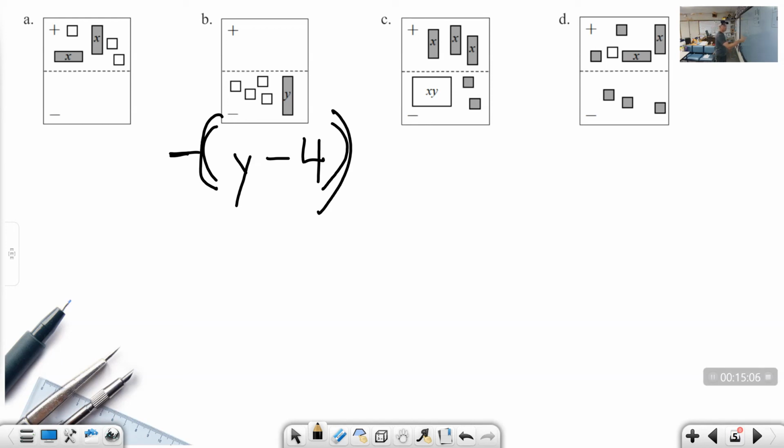Negative region, negative tiles. I want you to finish off with C and D. This is going to conclude our lesson on what makes minus. What is minus? 2 ways. Negative tiles, negative region. The more we can get that in our mind, the easier the next steps are going to be.